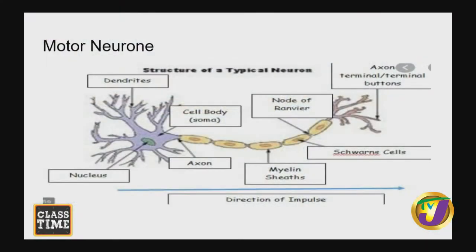Now the motor neuron, as you can see, the dendrites now are actually on the cell body. And you have the axon, again, covered with myelin sheath. And then you have a node of Ranvier, which is found along the axon.